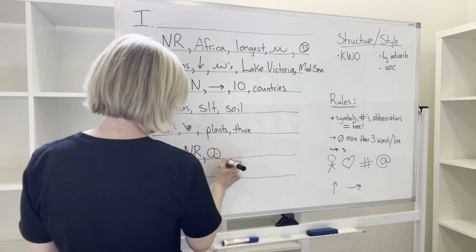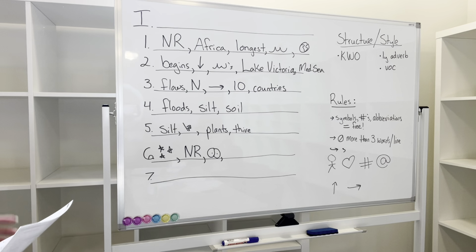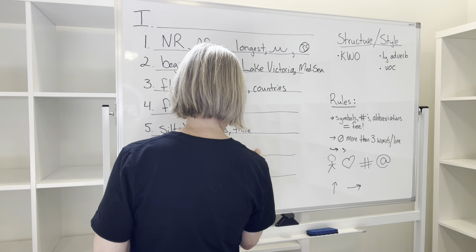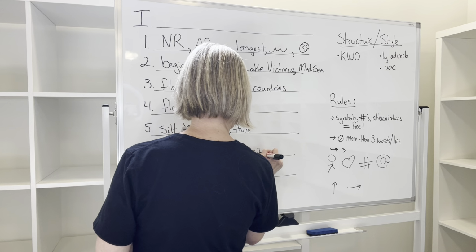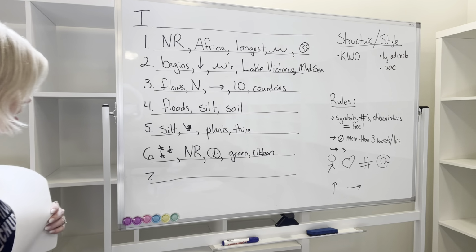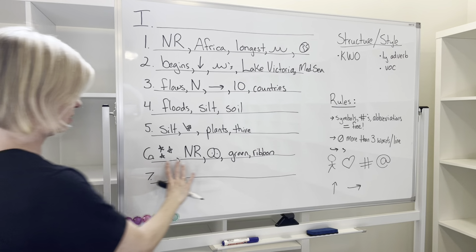Looks, if you can remember, that's eyeballs. So from space, the Nile River looks like what? A green ribbon. How many words did I use, guys? Oh, I only used two, and I have some abbreviations and symbols that don't count against me. And I think that's pretty easy to remember.